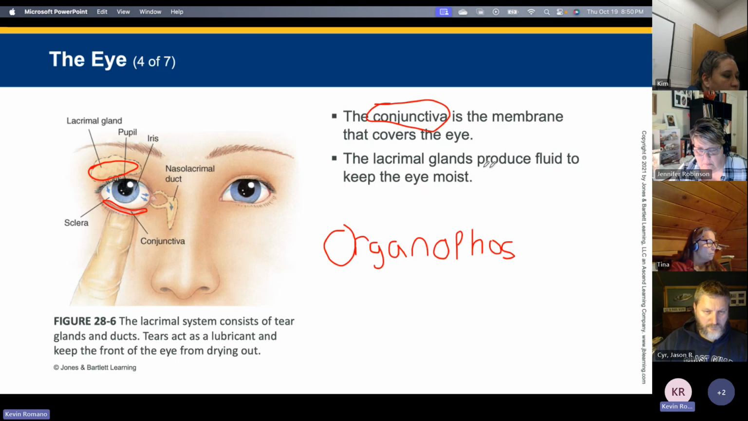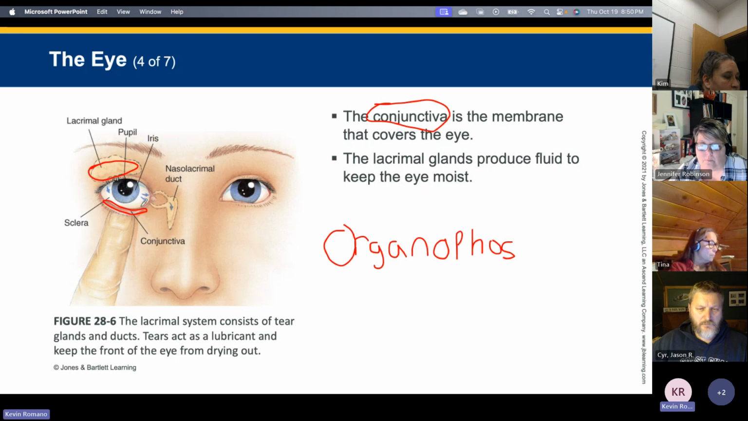The lacrimal glands produce fluid to keep the eye moist. It's also when you start getting tearing. The white is the sclera. You have the nasolacrimal duct here as well that can also take in fluid. The conjunctiva here, iris, pupil. The iris is the colored part of the eye. People have blue, green, brown. That's going to be your iris, the change in color.